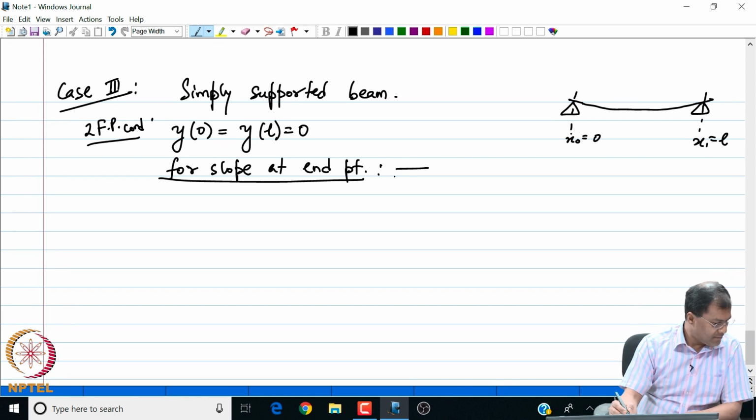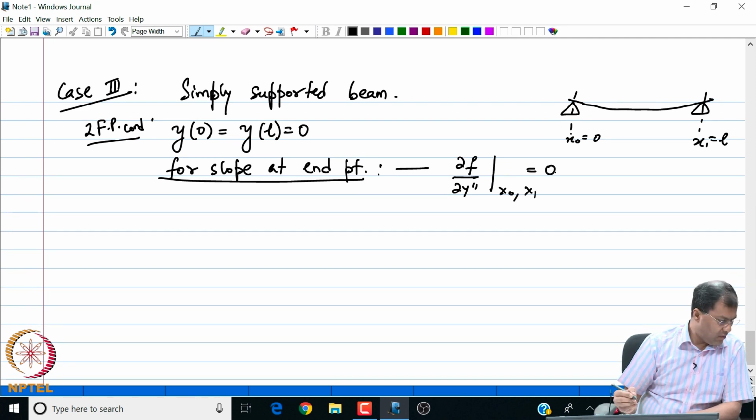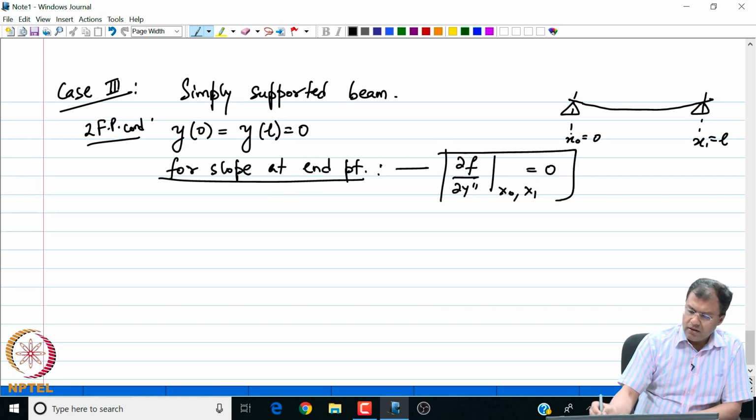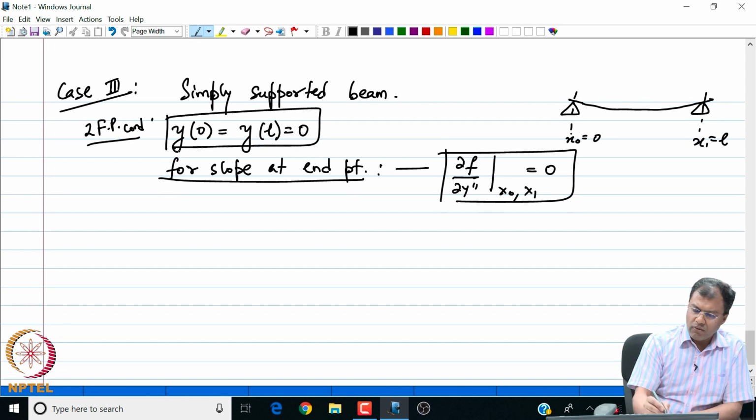We have partial f partial y, the first set of condition out of the 4 at x naught and x 1, this is equal to 0, right. So those are my set of 4 boundary conditions for simply supported case.